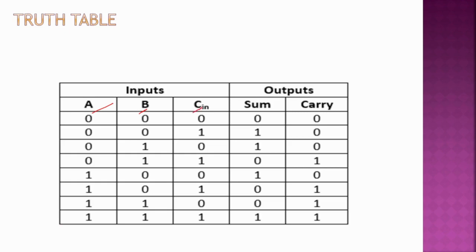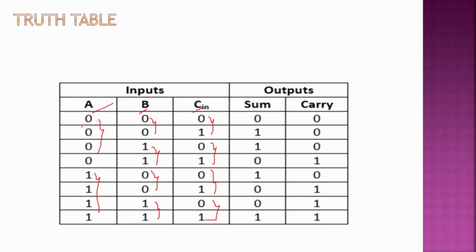If you have three variables, you will fill the truth table with the first input variable with 4 zeros and 4 ones, the second variable with 2 zeros, 2 ones, 2 zeros, 2 ones, and the final variable with 0 1 0 1. So this is the sum and carry of these three inputs.